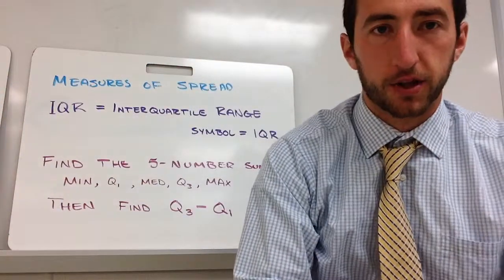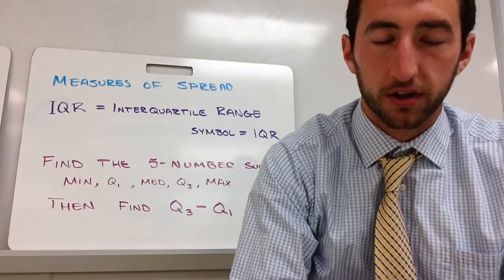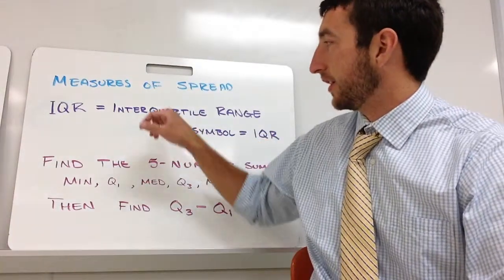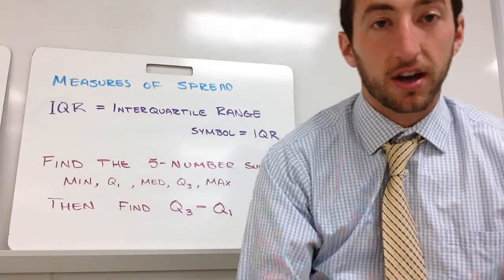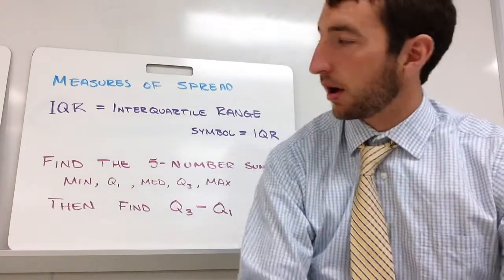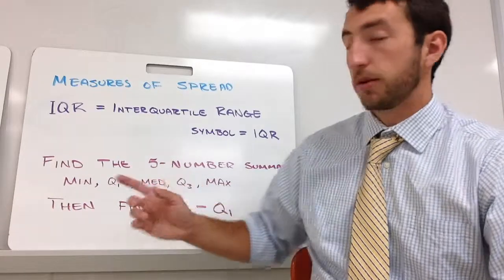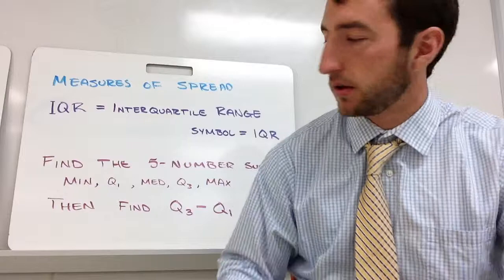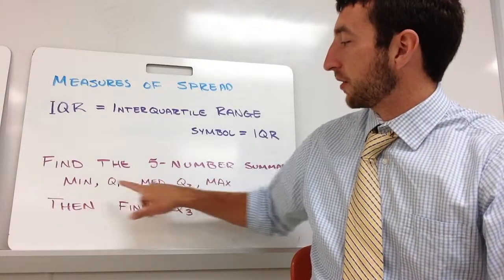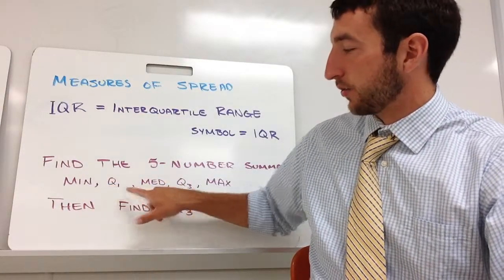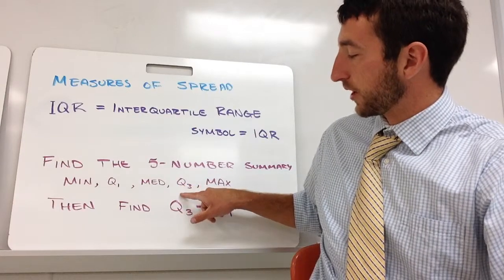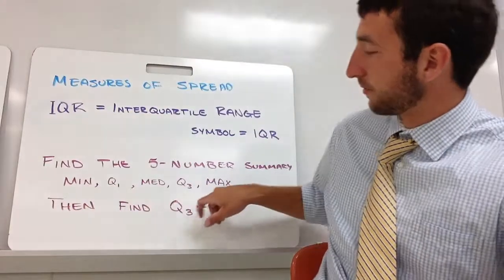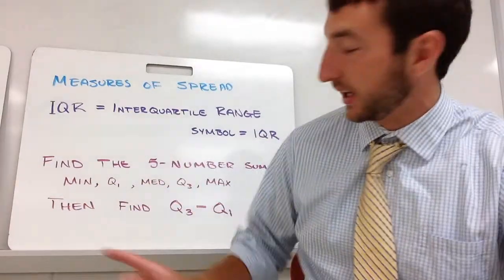The next measure of spread that we'll talk about is called the IQR, or the interquartile range. And its symbol is just IQR, and that stands for interquartile range. In order to find that one, it's a little bit tricky. What we have to do is find the 5-number summary, which means you have to order all the numbers from lowest to greatest. And then you're going to find these 5 numbers: the minimum number, quartile 1, the median, quartile 3, and the maximum. The easiest to find are these two. Go ahead and find those. Then we find the median next.